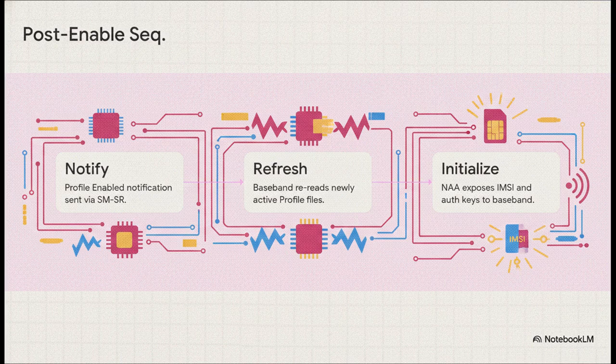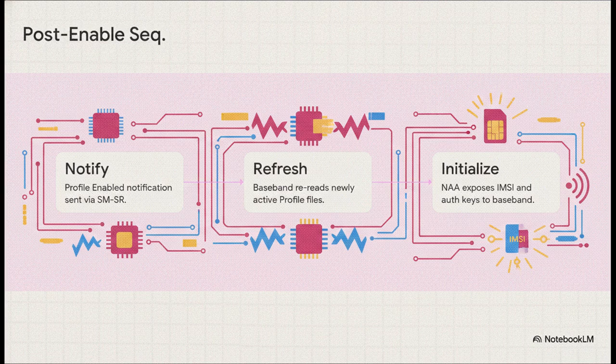So, the digital package has successfully landed and the vault is closed. But our story isn't over yet, because at this exact moment, the machine itself is still totally asleep to its new identity. The moment the profile is enabled, an internal chain reaction kicks off inside the device. First, the eUICC sends a profile enable notification back through the SMSR so the operator's backend knows the operation actually worked. The next step is a big one, the baseband refresh.